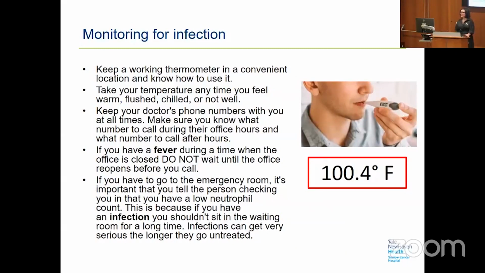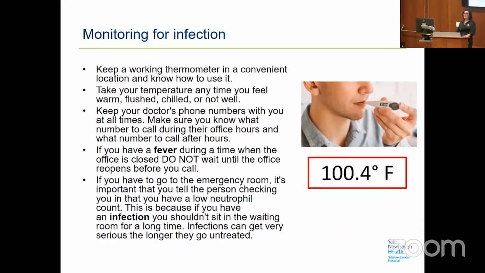So we'll shift gears a bit and just talk about ways to monitor for infection. Hopefully everyone has a working thermometer and knows how to use it and keep it in a convenient location. I don't recommend that my patients check their temperature multiple times throughout the day. I try to teach them to check their temperature if they're not feeling well, if they're feeling warm or cold. Those are the times you should check your temperature. I don't recommend checking it more than once a day because I don't want people to feel married to that routine. But also have your healthcare provider's number handy at all times.